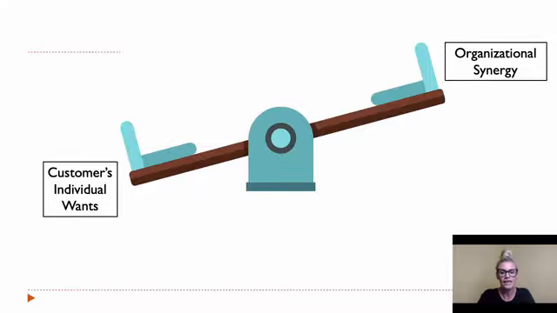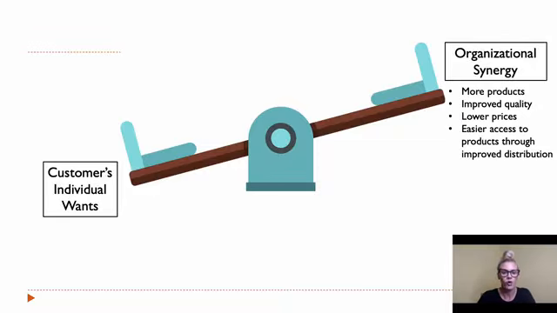So the idea that the increased customer value that's achieved through performing organizational functions more efficiently. Now, increased customer value can take many forms. It could be that the firm has more products available, that there's an improved quality, lower prices, or even easier access to the products through an improved distribution system. Now, the ultimate criterion for an organization's marketing success is that customers ultimately should be better off as a result of increased synergies for the firm.